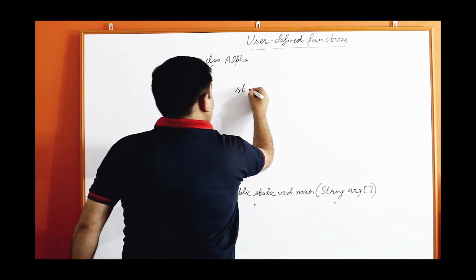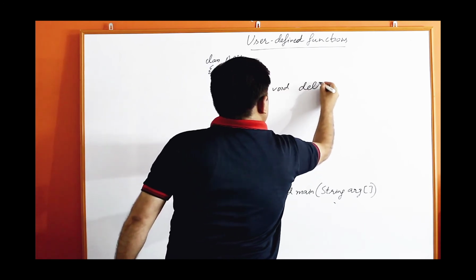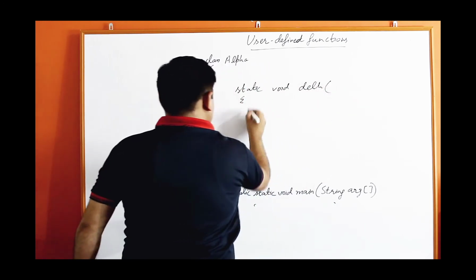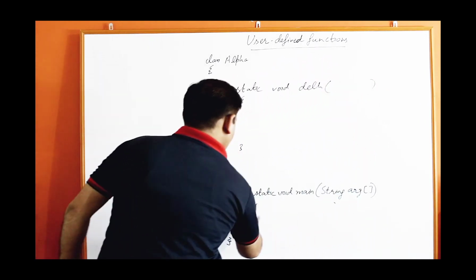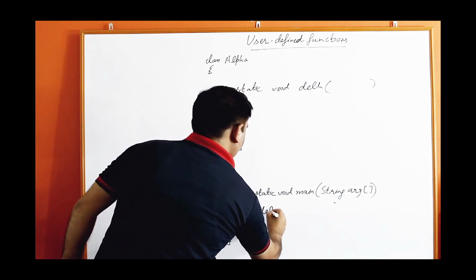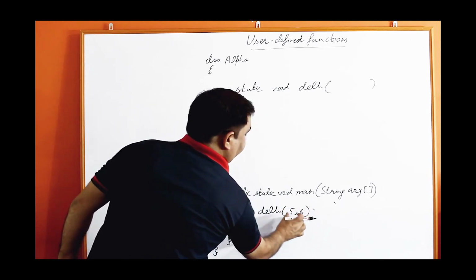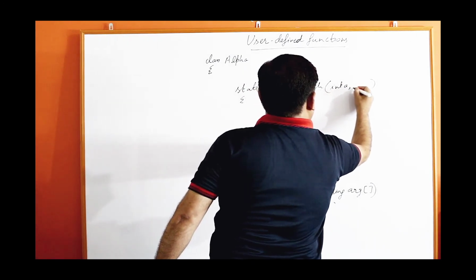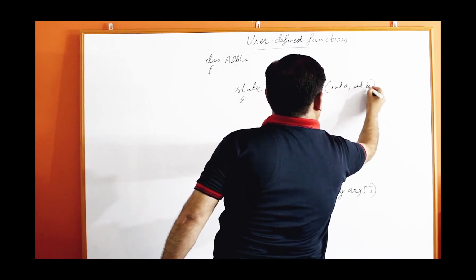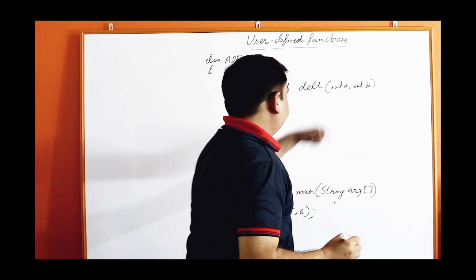Suppose the function is static void Delhi, and here I am calling the function Delhi by passing two values, 5 and 6. So here there should be two integer type variables, int a, int b. So 5 will be transferred to a and 6 will be transferred to b.